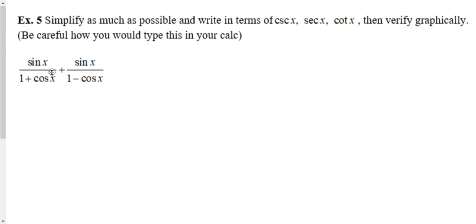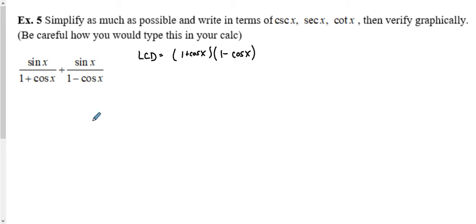This is basically a fraction plus another fraction. Well, in order for me to add fractions, I need a common denominator. So our common denominator, or what we used to call the lowest common denominator, is going to be the following. Let's set up our lowest common denominator first. My LCD is going to be equal to 1 plus cos x and 1 minus cos x. So I take a bit of both.